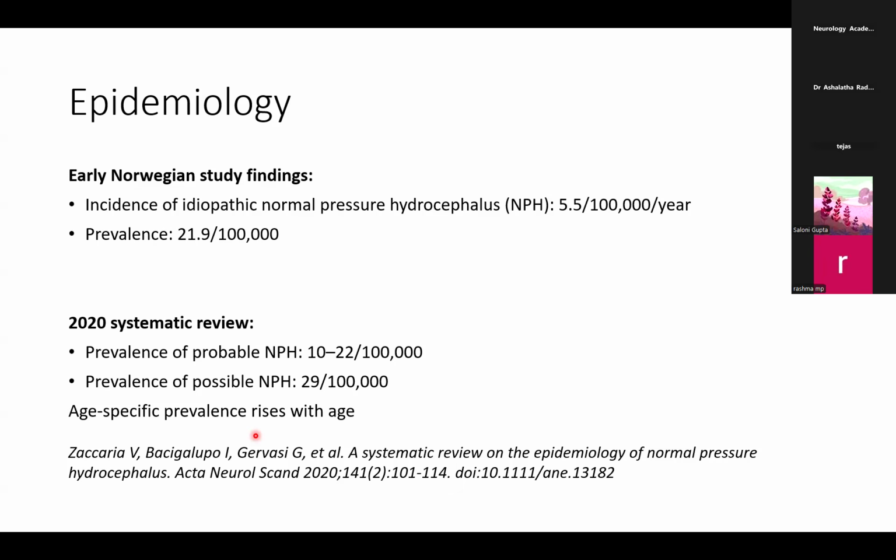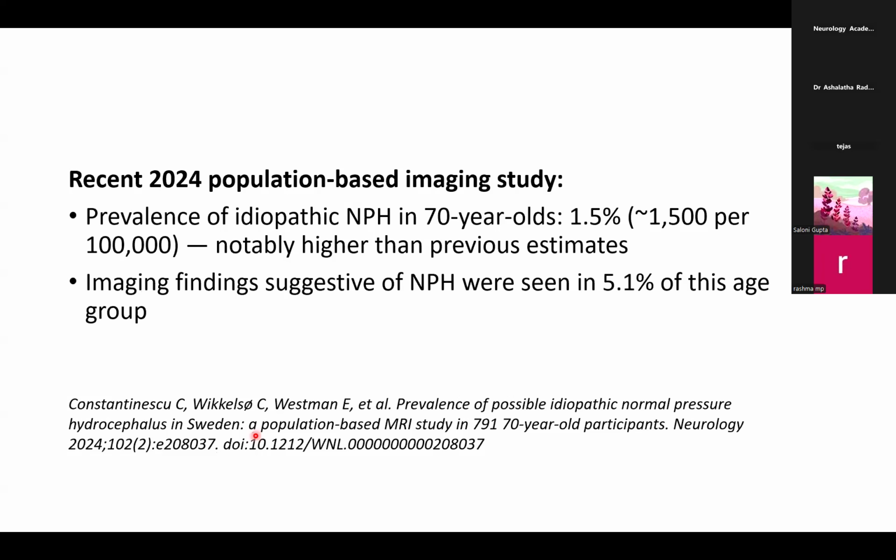In a recent 2020 systematic review, the prevalence of probable NPH was 10 to 22 per 1 lakh population, and the prevalence of possible NPH was 29 per 1 lakh population. The age-specific prevalence rises with age. In more recent studies in 2024, a population-based imaging study in 70-year-olds found 1.5%, that is 1,500 per 1 lakh population, a notably higher prevalence than previous estimates. Imaging findings suggestive of NPH were seen in about 5% of this age group.